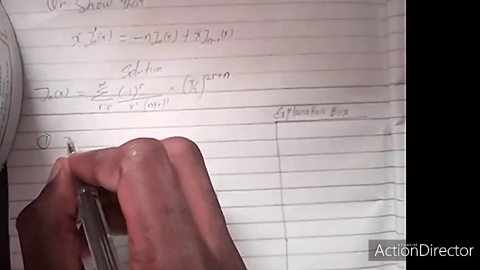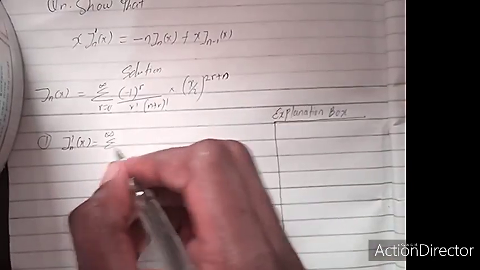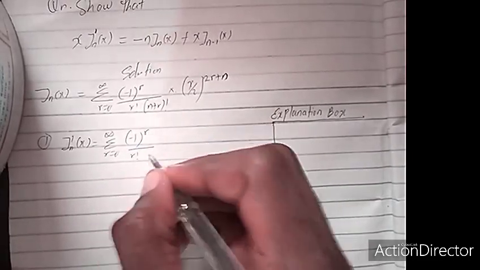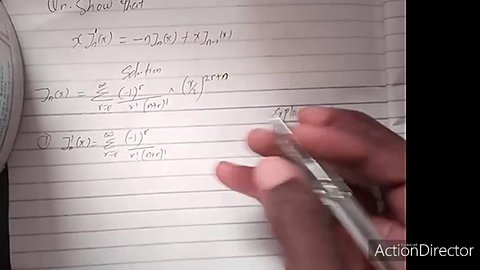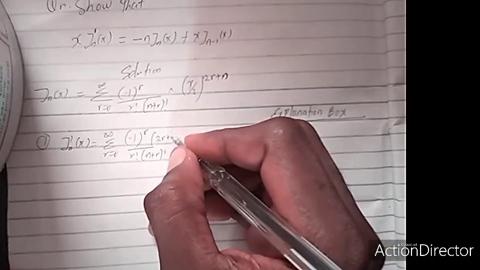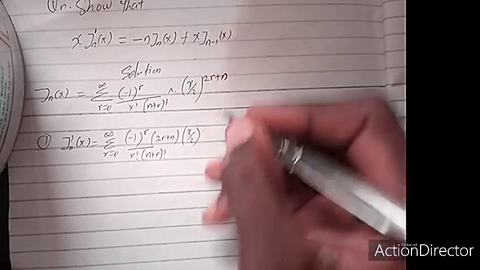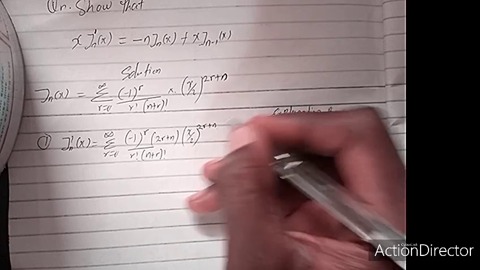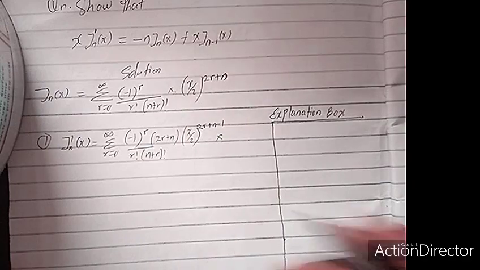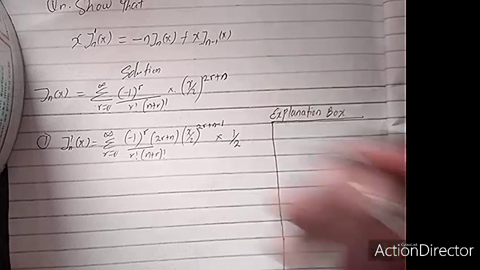So I will have Jn prime of x equals the summation, and they will remain the way they are because they are constants, over r factorial (n plus r) factorial. Now when you are differentiating, the power will come down, 2r plus n. Now it will multiply back (x over 2) raised to power 2r plus n minus 1. Then I will multiply by the derivative of what is inside the bracket, because this is a function of a function. If I differentiate what is inside the bracket, I'll have 1 over 2.